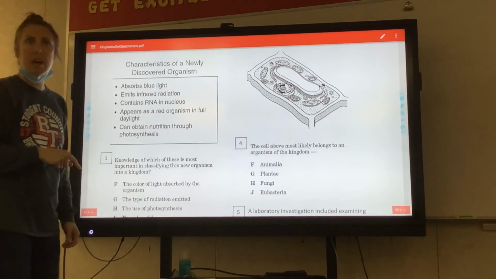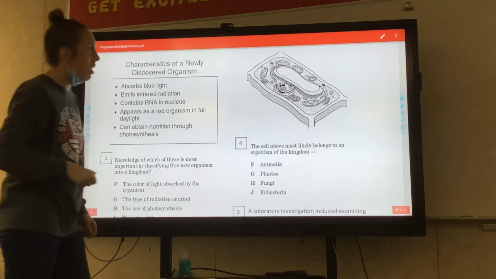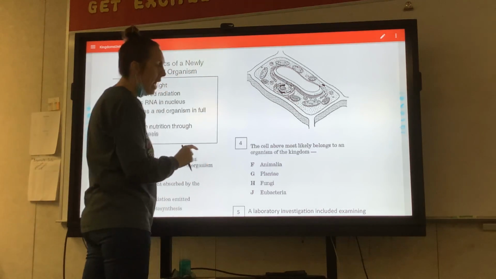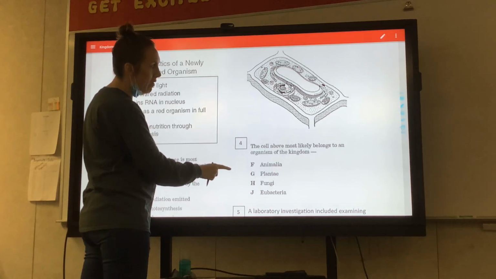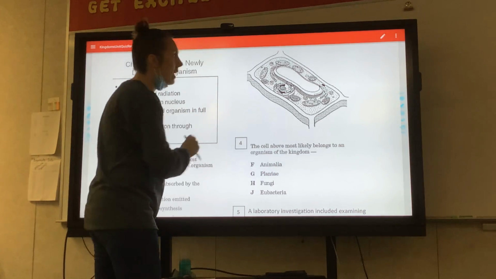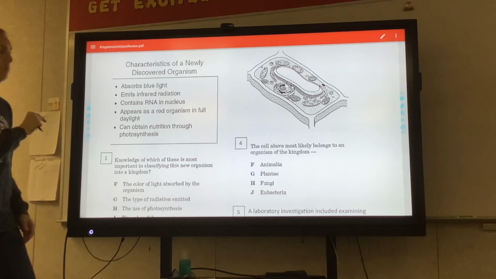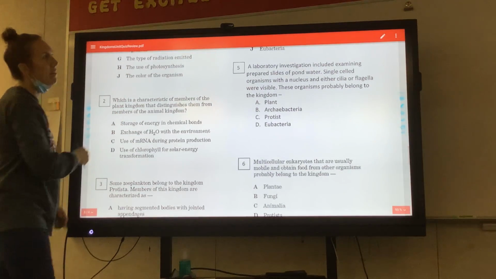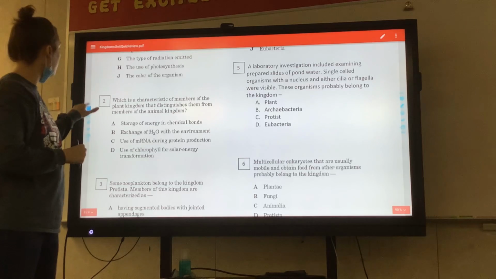That is a plant cell. I'm going to shake y'all if you get that wrong. That's a big old vacuole right there. You've got chloroplasts. The cell above most likely belongs to the plant kingdom. You should know that's a plant cell. Okay? Plant kingdom.